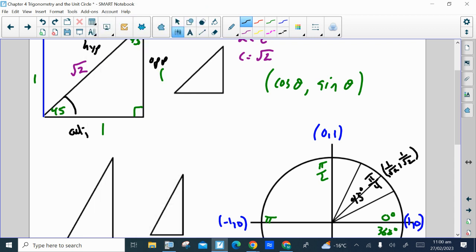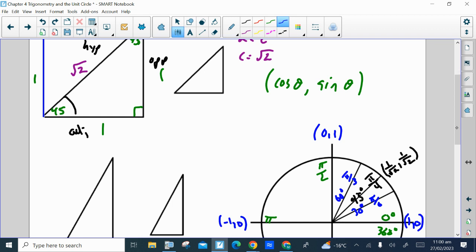All right. We have two more stops here that we need to label. The first stop is 30 degrees, which is pi on 6 radians. The other stop here is 60 degrees, which is pi on 3 radians.